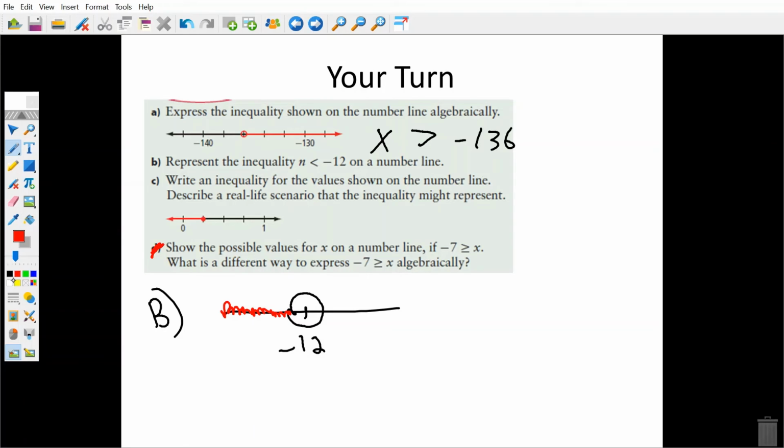Next, it's got write an inequality for the values shown on the number line. And so this is 1, 2, 3, 4. So it's going up by 0.25. So that would put down my 0.25. My x, it's going to the left, less than, and the circle is colored in, so it'll be less than or equal to.